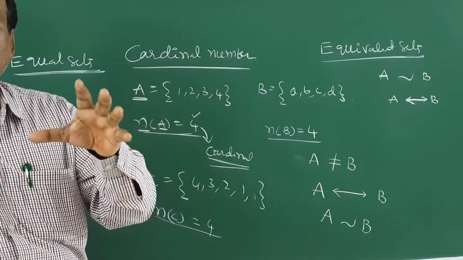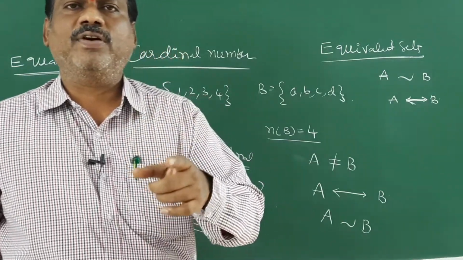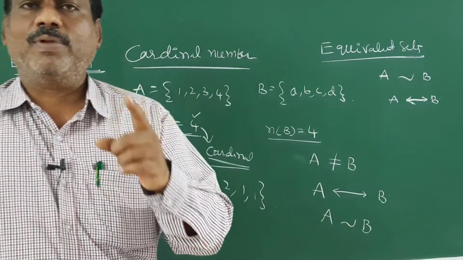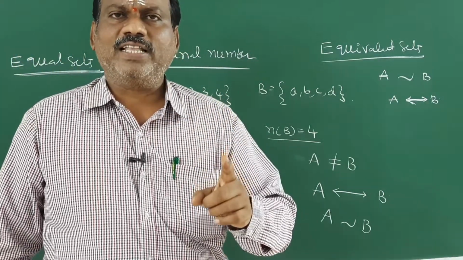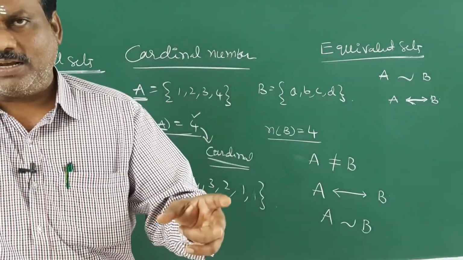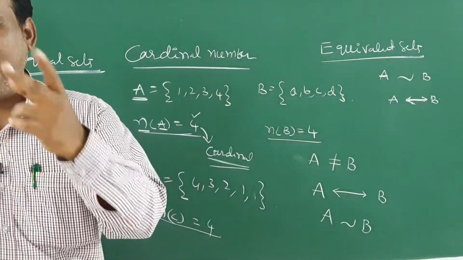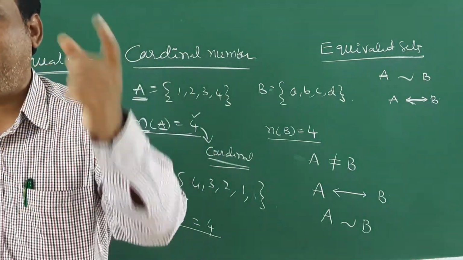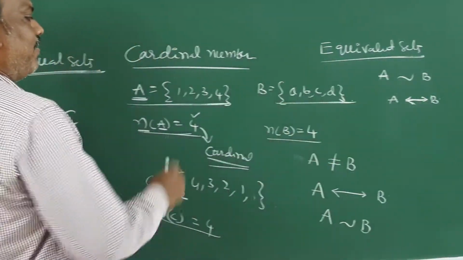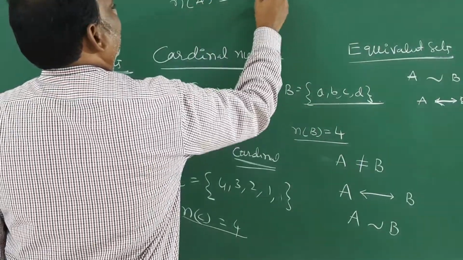Clear, students? So 2 sets are said to be equal if and only if their corresponding position elements are equal and the cardinal number is the same, then we can say that those 2 sets are equal, otherwise they are not equal. What is equivalent? 2 sets are equivalent if and only if they have the same cardinal number. You can see here set A and set B. Cardinal number means n of A is equal to n of B.